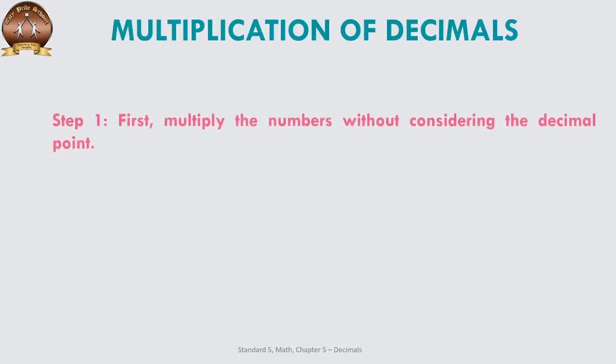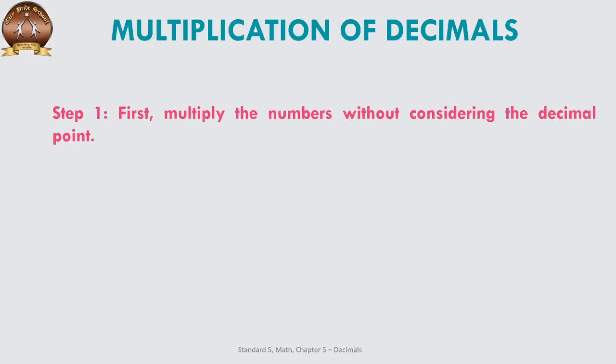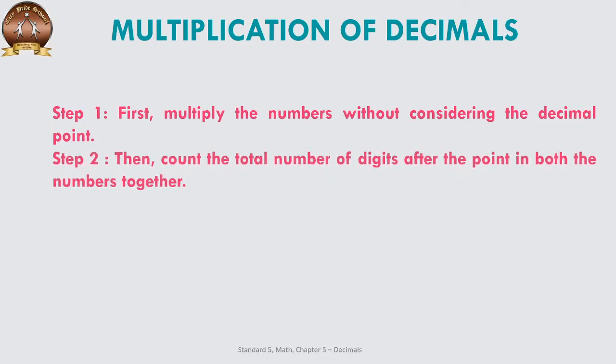For multiplication of decimals, we have a few steps. First, we multiply the numbers without considering the decimal point. We just take them as whole numbers, removing the decimal point, and we first multiply them. Step 2 says, then count the total number of digits after the point in both the numbers together.